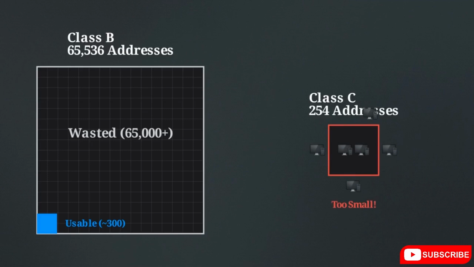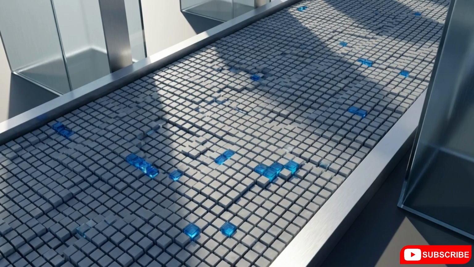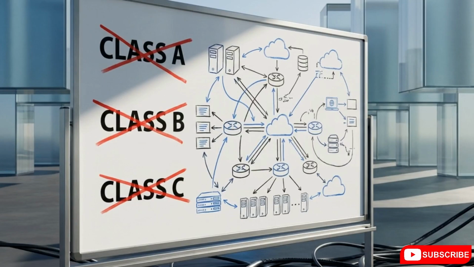This caused massive logistical problems. A Class B assignment provides over 65,000 addresses, leaving most permanently wasted. But the step down, Class C, provides only 254 addresses, too small to contain the hospital's devices. The global supply of IP addresses was burning out on empty space. The network needed a way to break the rigid class rules.